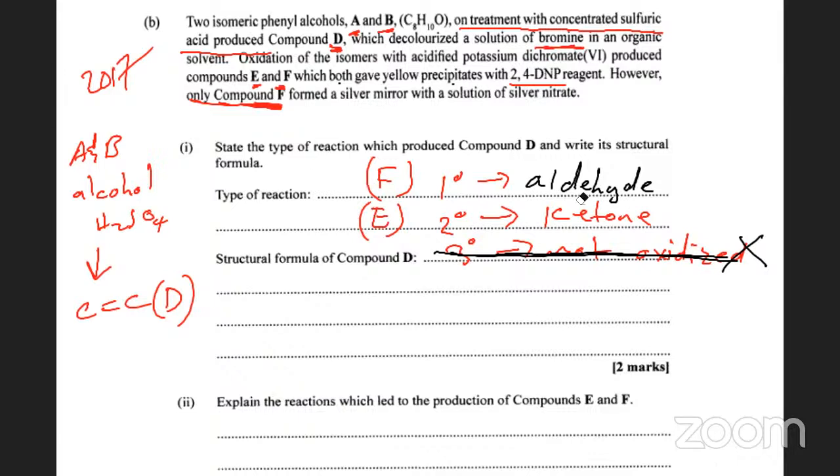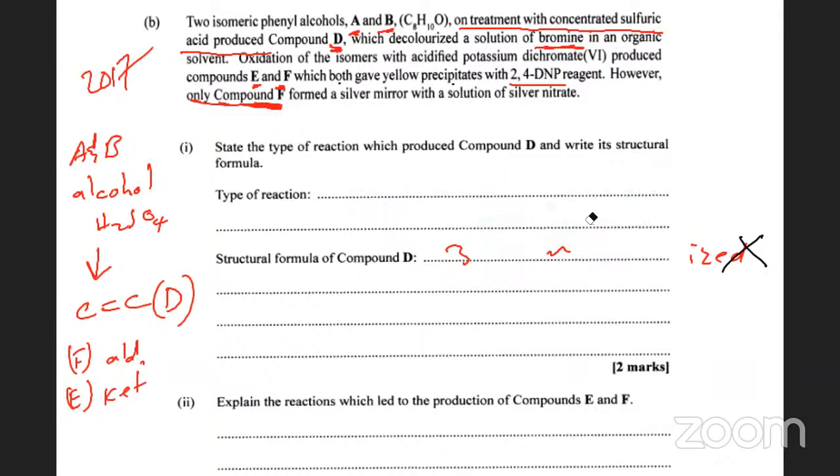All right, so let me just write them on the board now. All right. So I said F was the aldehyde, E the ketone. All right, so let me just move that. So we know this is dehydration. All right, so that's that.